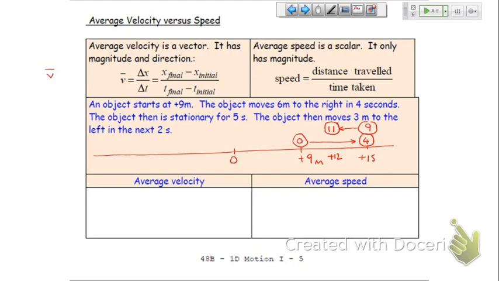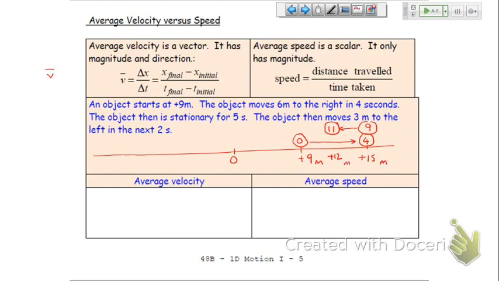So let's just look at that again. I started off at +9. I moved 6 meters to the right, so I went to 15. My clock was at 4. I sat around for 5 seconds, so my clock's at 9. I'm still at 15, but my clock's at 9. I then moved 3 meters to the left, so 15, 14, 13, 12. I'm at +12, and my clock is 11 seconds.